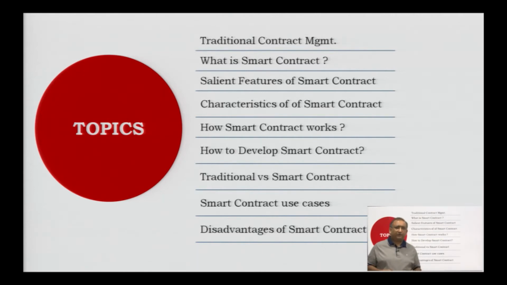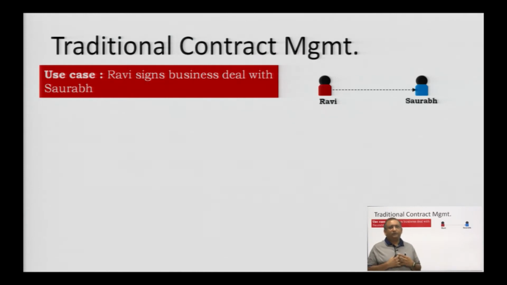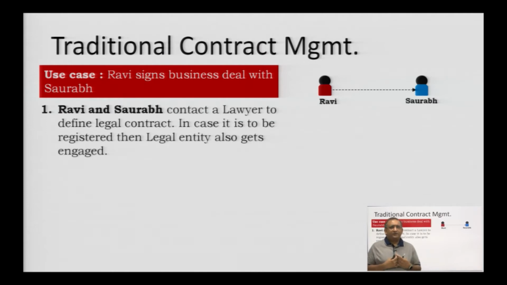So, let us start with traditional contract management. In today's world, when we make a contract, there is a process that we have to follow. Let us take an example. Ravi wants to sign a deal with Saurabh. There might be some kind of contract that has to be defined between them. So, Ravi and Saurabh have to contact a lawyer to define a legal contract, so that in case of any discrepancy, they can challenge it and ask for a solution.